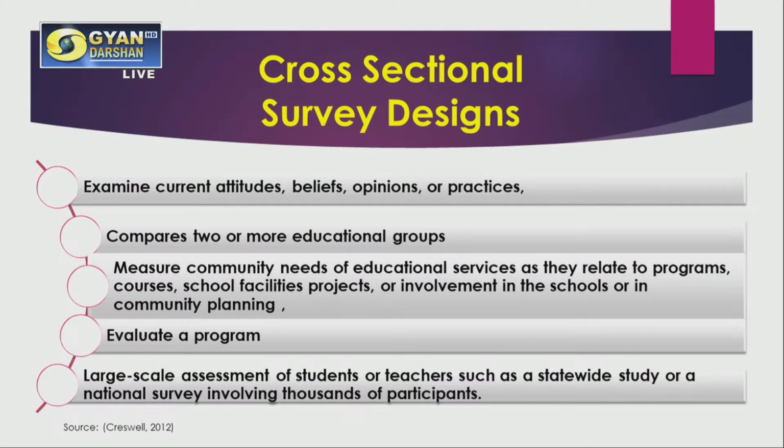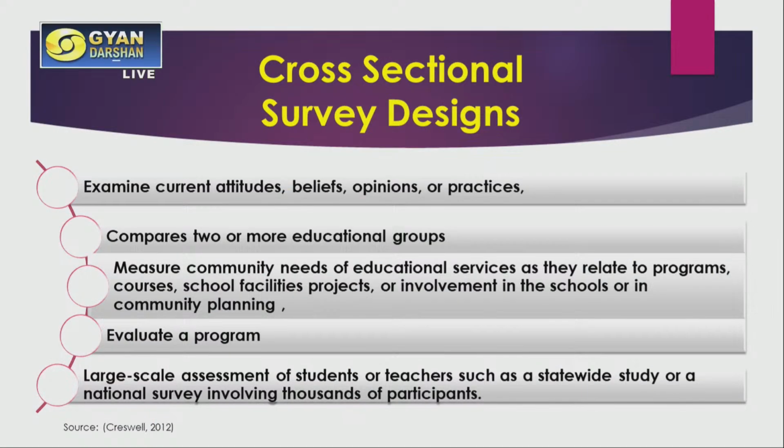The next is again to measure community needs of educational services as they relate to the programs, courses, and it can be anything like that, school facilities, etc. The needs of the students and different stakeholders. The next is evaluate a program. As I said, different programs offered by different universities, colleges and institutions. Now let us also see their effectiveness maybe, and how we will do that by evaluating those programs on various parameters. So that is also there. This is also one of the types of cross-sectional survey design.